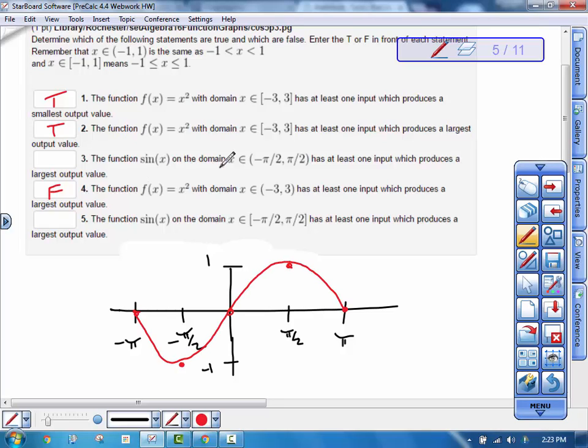Now the function on the domain from -90 to 90 would be this window right here. And we're not including those endpoints, so we would have to say false for that one, because the highest value of the function is actually at the endpoint we're not including, at pi over 2. For 5, the sine function on the domain from -90 to 90 has at least one input which produces the largest output. This time we're including those endpoints, so that would be the maximum value. So that'd be true.